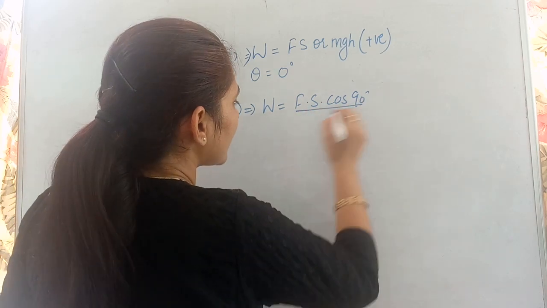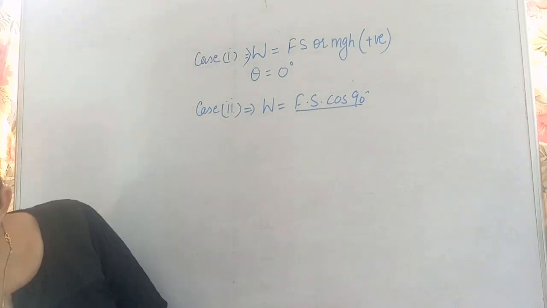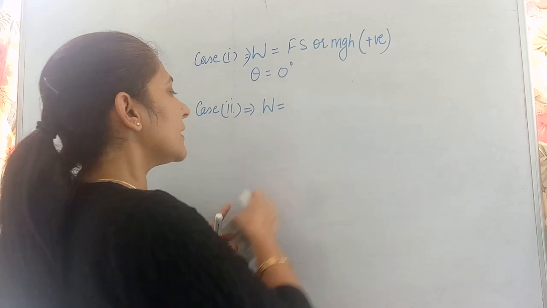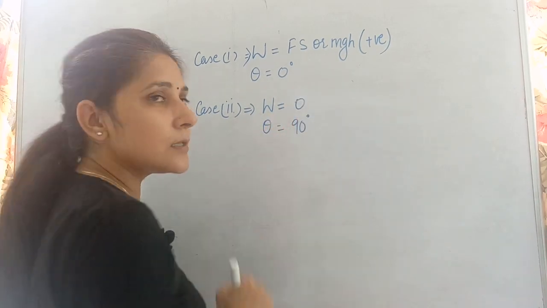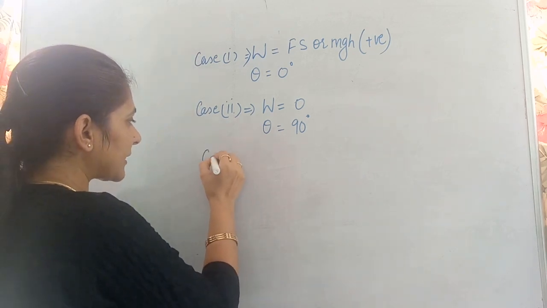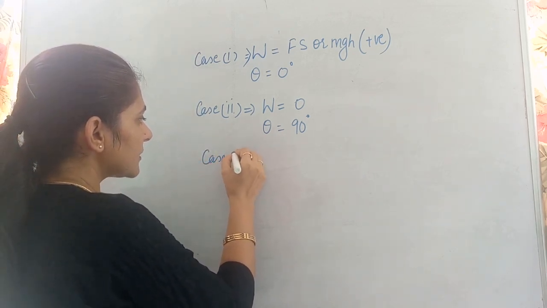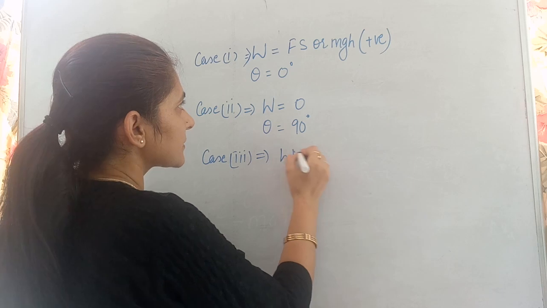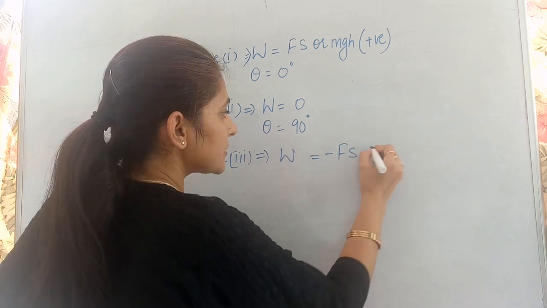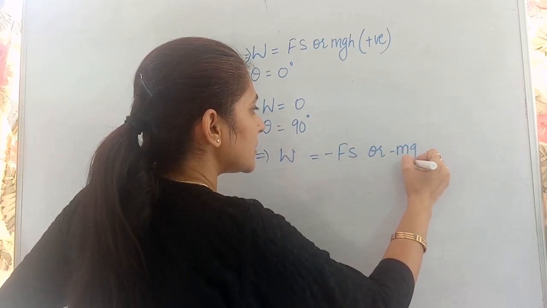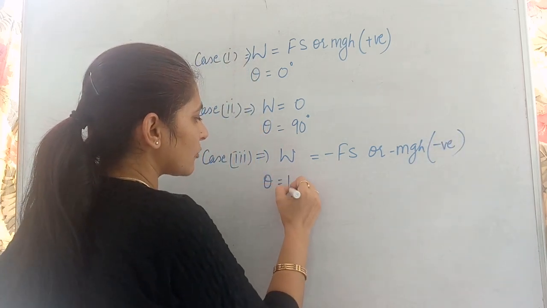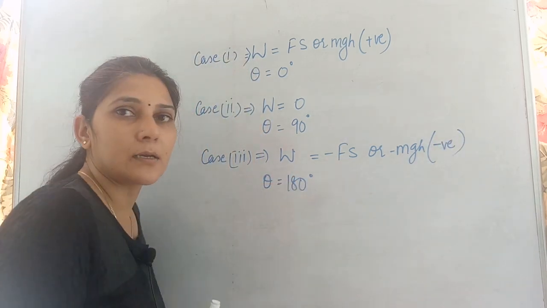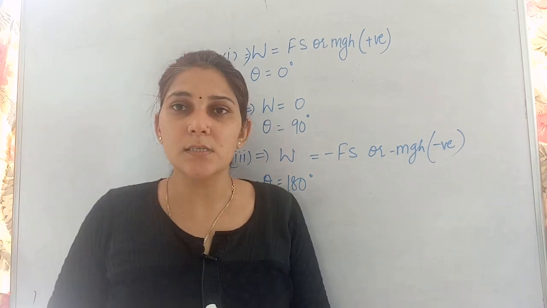Okay, so this is not given by this formula. You can write it directly. What can you write? Work done is 0 when theta is equal to 90 degrees. Okay, what else can you write? Case 3, the third case, says work done is given by minus Fs or minus mgh, which means work done is negative when theta is equal to 180 degrees. These three cases we discussed till now.